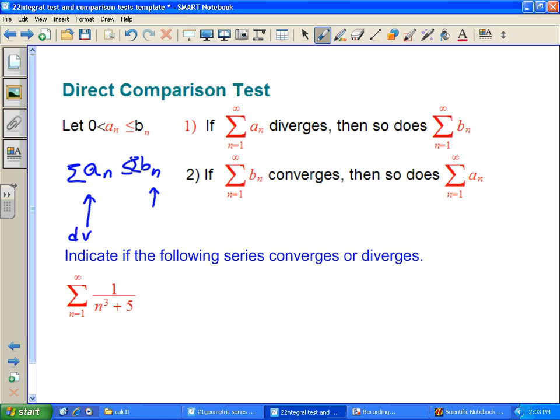And we'll just do one simple example because I want to spend the time on limit comparison. Given 1 over n cubed plus 5, does this converge or diverge? Let's see. Which one do you think is bigger, 1 over n cubed plus 5 or 1 over n cubed? Which one do you think is bigger? Or which one is smaller?